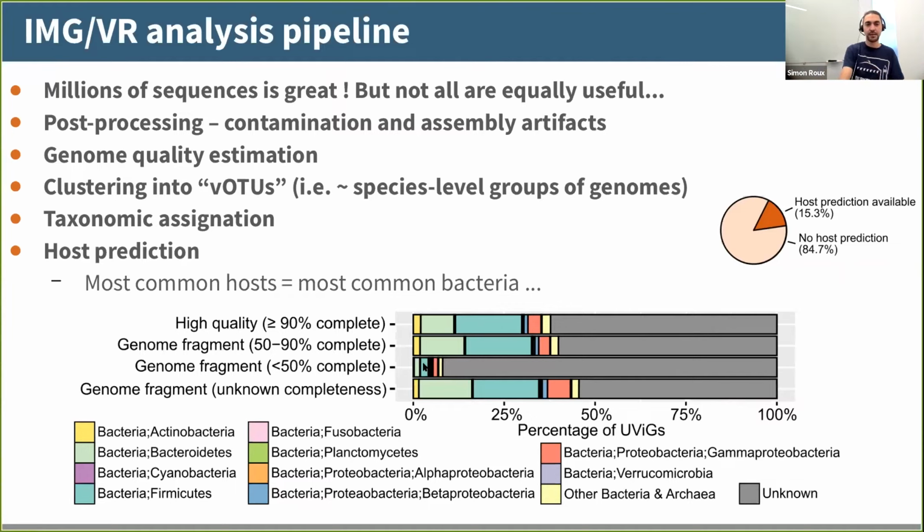That's good. Of course, I won't go into detail about the host breakdown because it's a 10,000 mile view, but as you would expect, the predicted hosts are basically the major bacteria you would expect to find in a metagenome: Bacteroides, Firmicutes, Proteobacteria, etc.